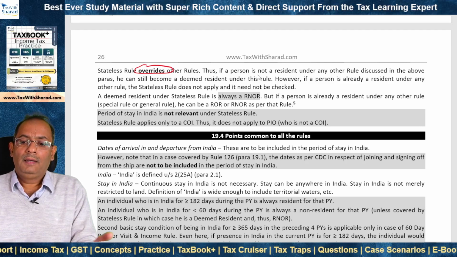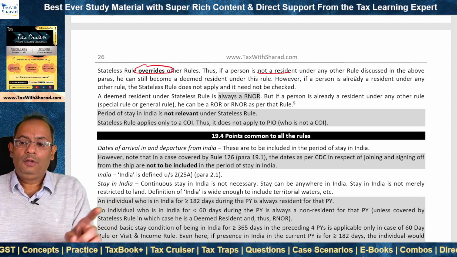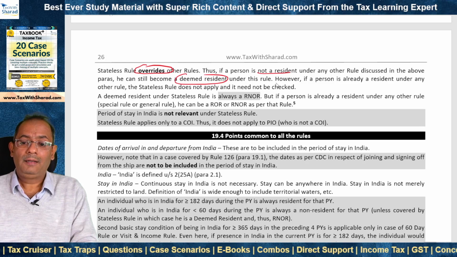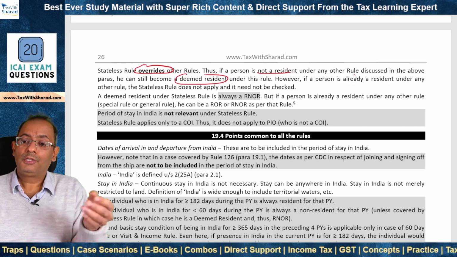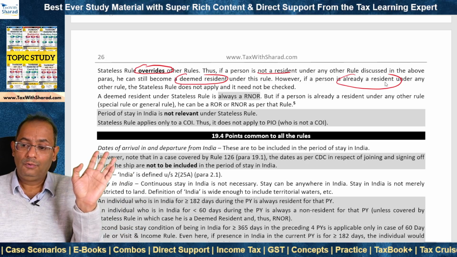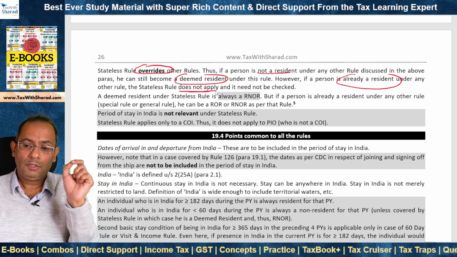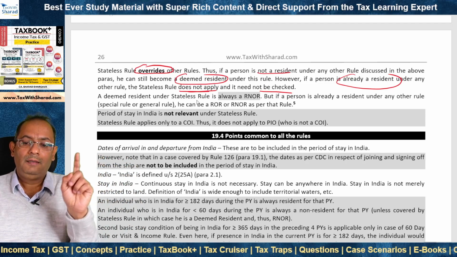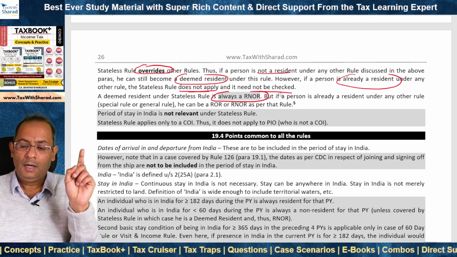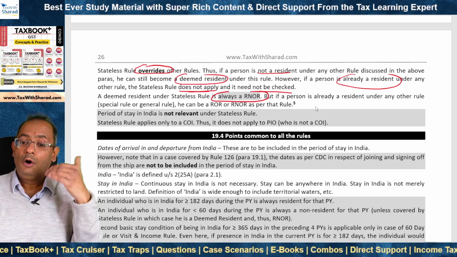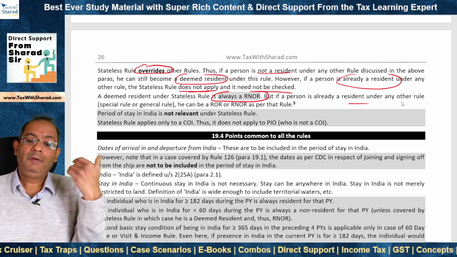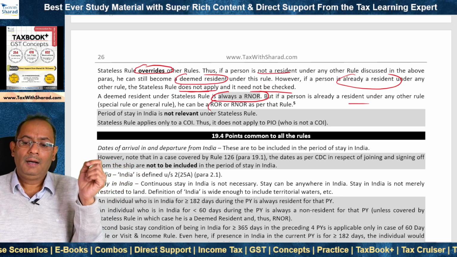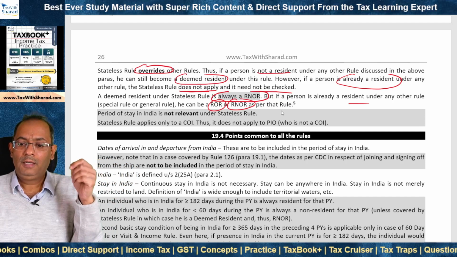What does this mean? If a person is not a resident under any of the other rules, special or general rules, he can still become a deemed resident under the stateless rule. However, if a person is already a resident under a special rule or a general rule, the stateless rule does not apply and it need not be checked because there is no need. A deemed resident under a stateless rule is always a RNOR, cannot be a ROR. However, if a person becomes a resident under a special rule or a general rule, then we have already noted that the person can be a ROR or a RNOR as well under those rules.